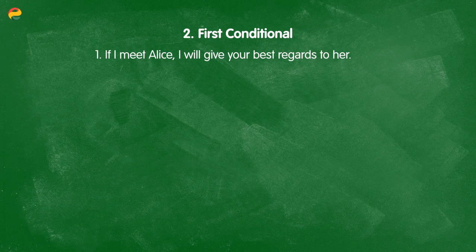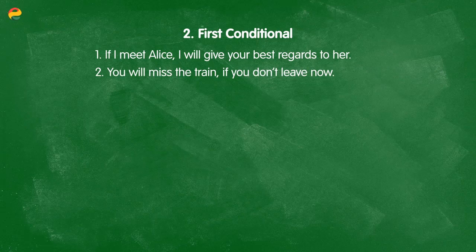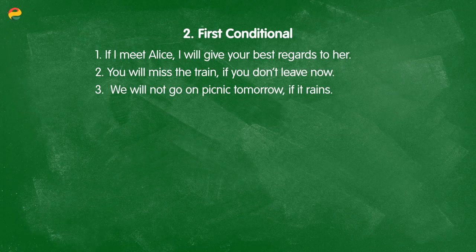Now, we use the first conditional, on the other hand, to talk about events that are likely to happen in the near future or in the present. And let's look at some examples of the first conditional. If I meet Alice, I will give your best regards to her. You will miss the train if you don't leave now. We won't go on the picnic tomorrow if it rains.